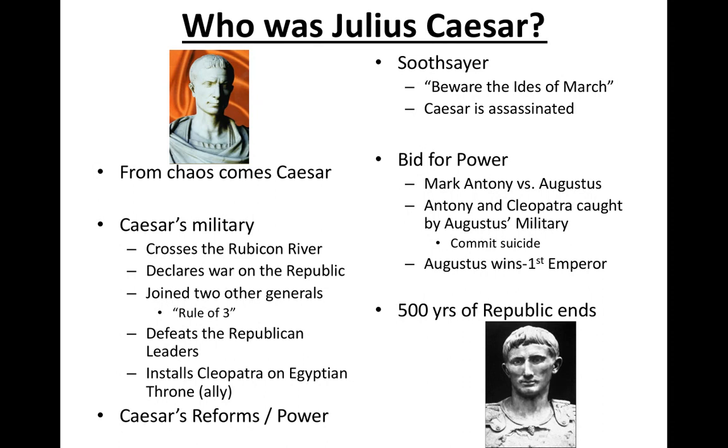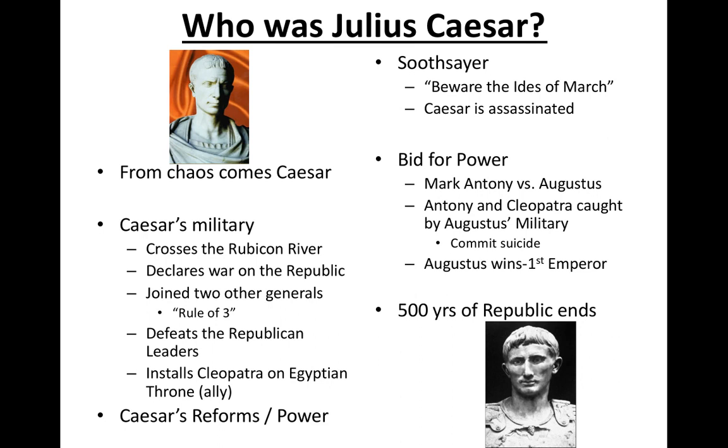And so what happens here, the story is that a soothsayer comes and talks to Julius Caesar. And the soothsayer is someone who can read the future. And the soothsayer says to Julius Caesar, beware the Ides of March. Right? The Ides of March are the 15th, 16th, 17th of March. And he tells him that those are going to be terrible days for him.